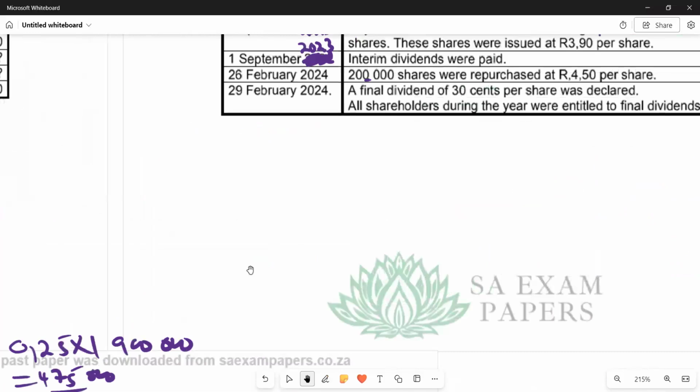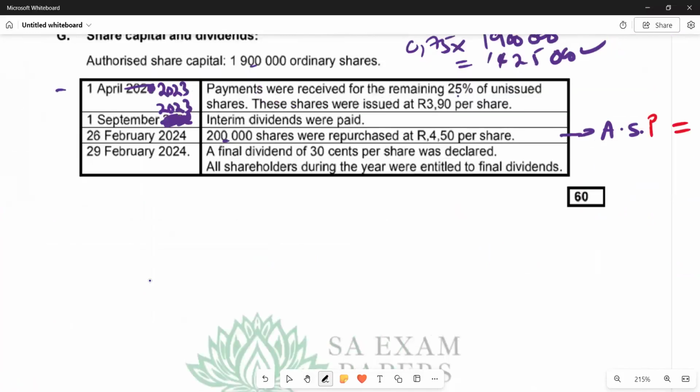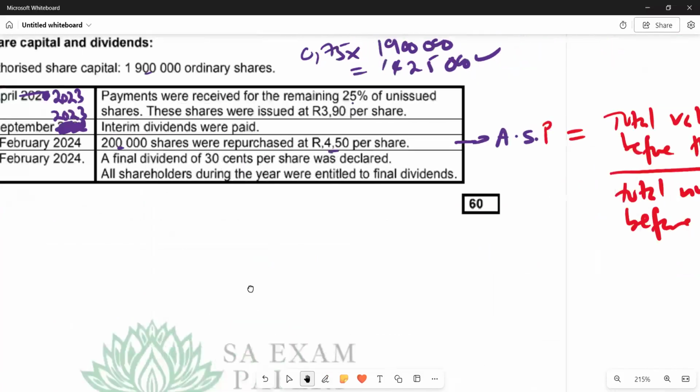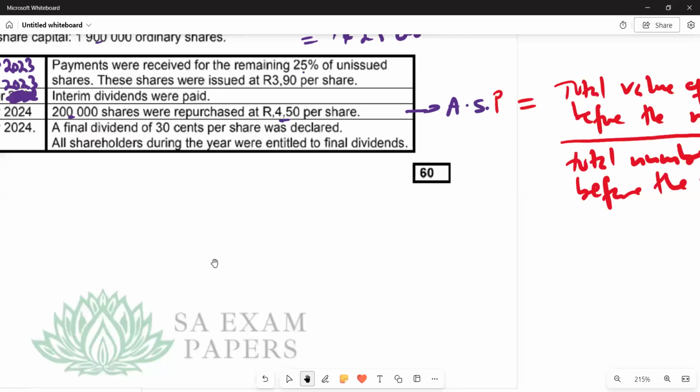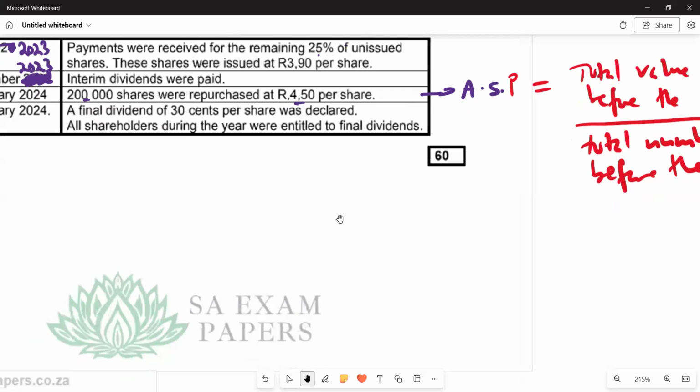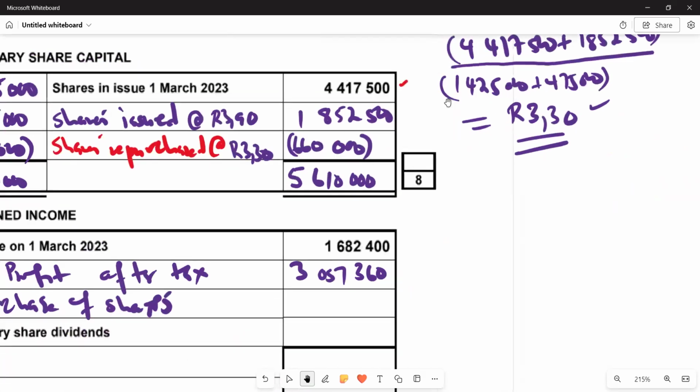So if you come here, you'll see that 200,000 shares were repurchased at 450, which is above the average share price. So remember, our average share price we got as 330. So we're going to take our repurchase price, which is 450, and we are seeing it's above 330, the average share price. So we are saying 450 minus 330, and then we are going to get R1.20. So it is equal to R1.20.